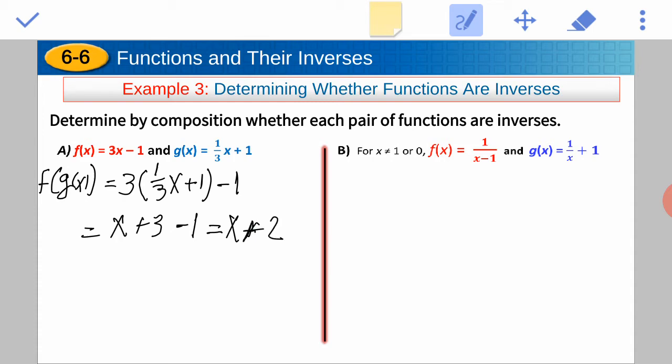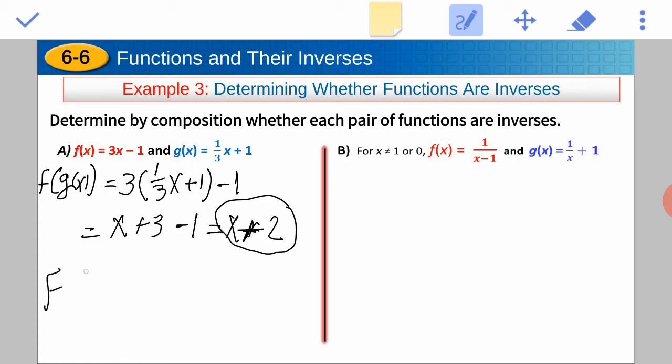Guys, we don't need to continue this problem. We don't need to find the other composition g of f of x. Why? Because the first composition is not equal to x. It's x plus 2. So by definition, if this function composition is not equal to x, I don't need to find the other function composition, because the first function composition f of g of x has to equal x, and the second function composition g of f of x has to equal x. Since this one is not equal to x, I don't need to continue.